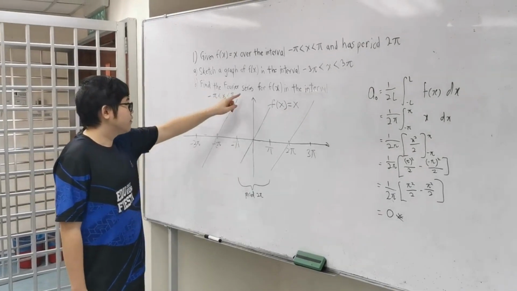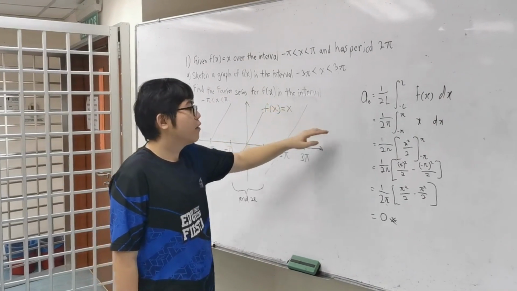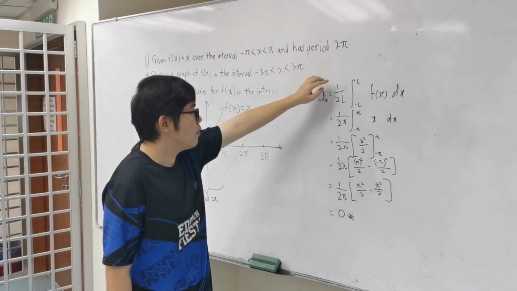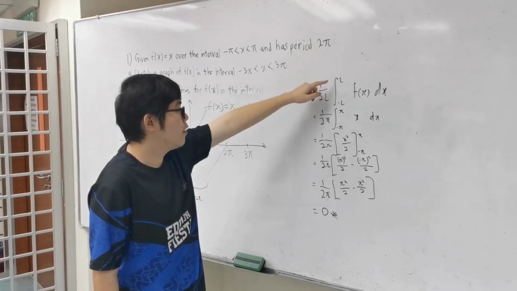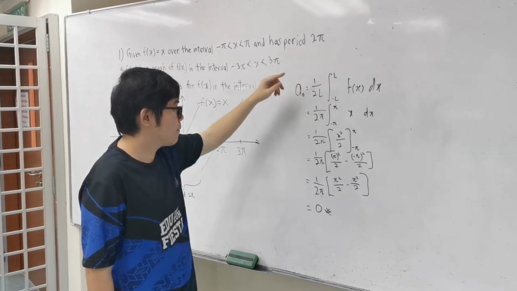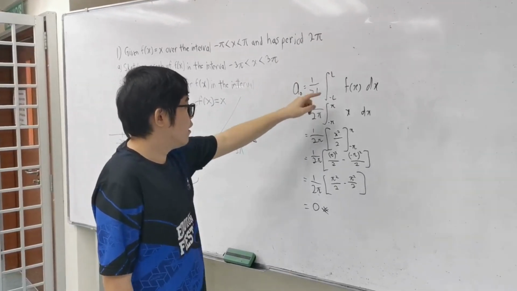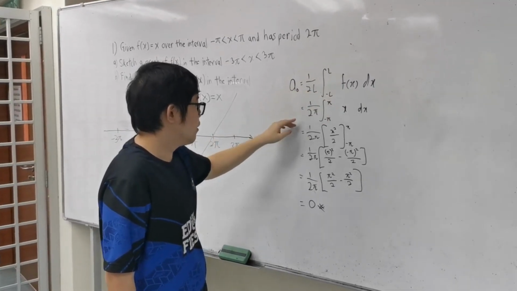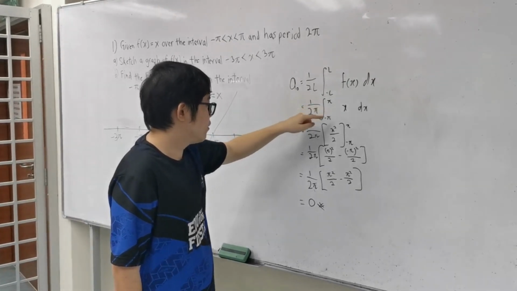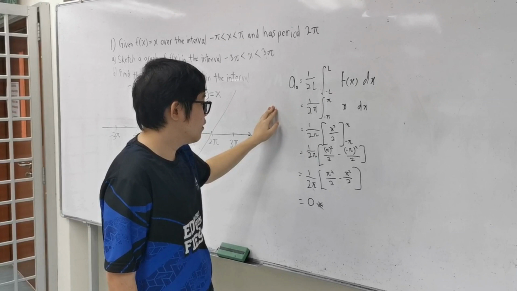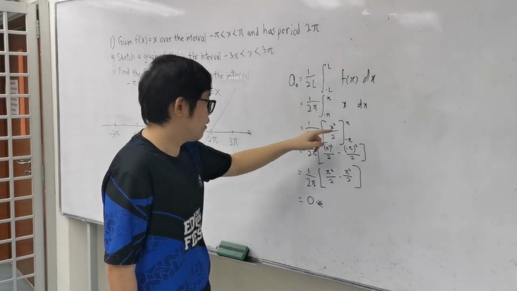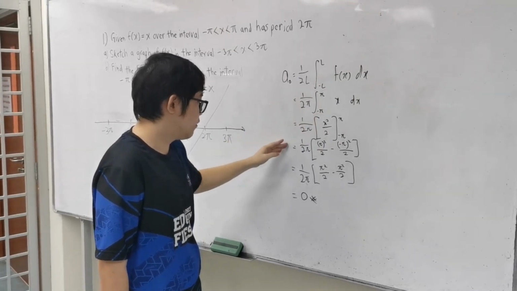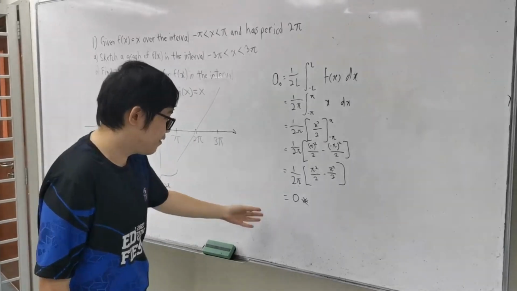Please find the Fourier series of f(x) in the interval. To find the Fourier series, we need to start with a0, which is 1 over 2L, integrate from negative L to L, the function f(x) dx. The f(x) function gives you x. So now we integrate x, which gives you x squared over 2, and we substitute negative pi and pi for x. The equation will be like this, and the result will be like this.